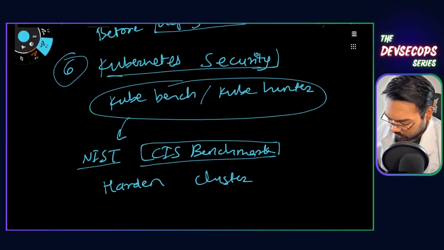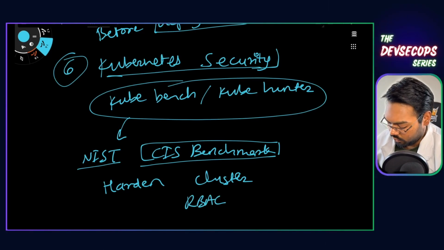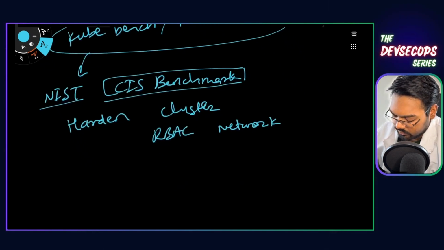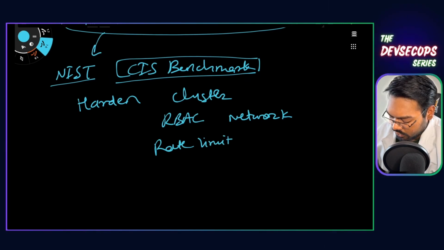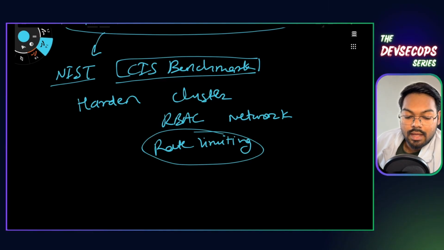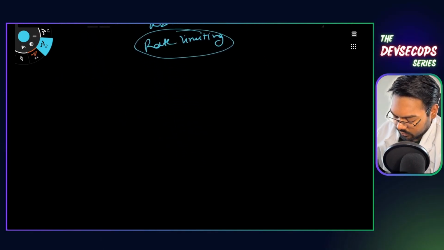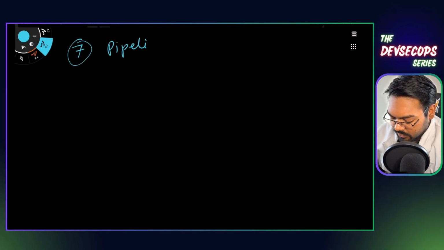Okay, harden your clusters, RBAC policies, and a bunch of different things. Okay, how you secure your network communication between the pods and all this auto scaling stuff, or rate limiting. This is what you will get to learn in Kubernetes security. Then lastly, we have discussed all of this cloud product security and code security, but we left something which is really most important, which is pipeline security.